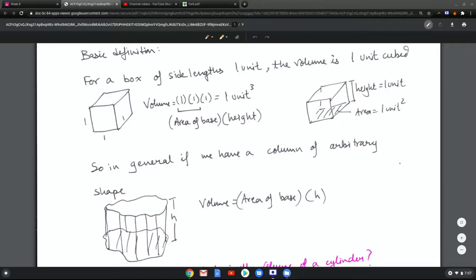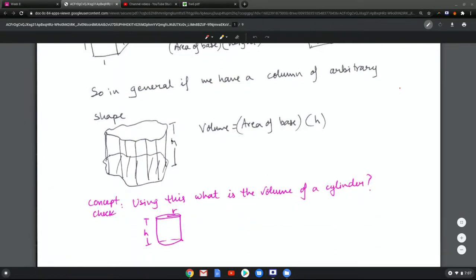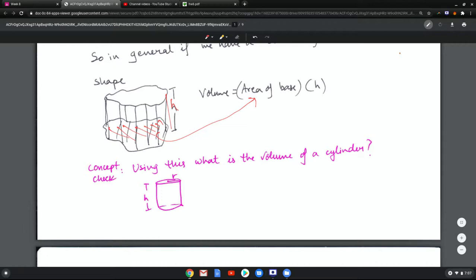In general, if we have a column of any arbitrary shape but has a perpendicular height of h, then the volume can be found by finding the area of this base times the height. Now you can pause the video here for a concept check. Using this, what is the volume of a cylinder whose height is h and radius is r? Using the idea that the volume is given by area of base times the height.